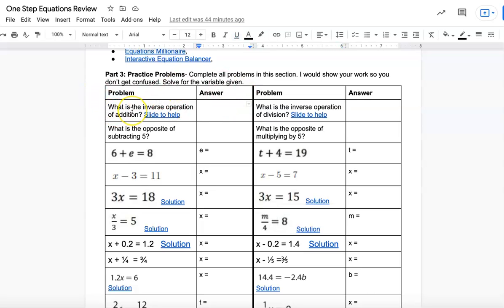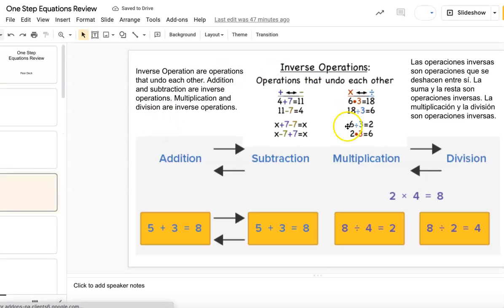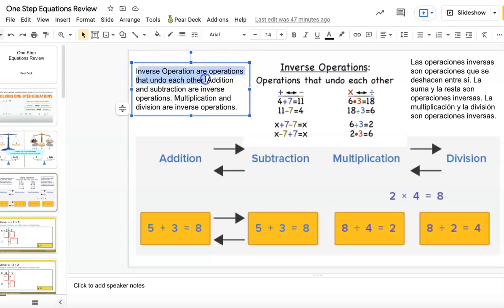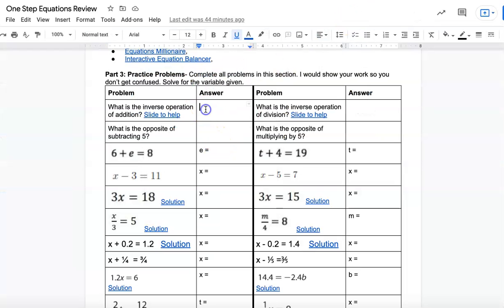So first, it says, what is the inverse operation of addition? If you open up this slide, it's going to take you to what we've been doing that talks about inverse operations. And inverse operations are just operations that undo each other. Addition and subtraction are inverse operations. So what is the opposite of addition? It's subtraction. And what is the inverse operation of division? It would be multiplication.